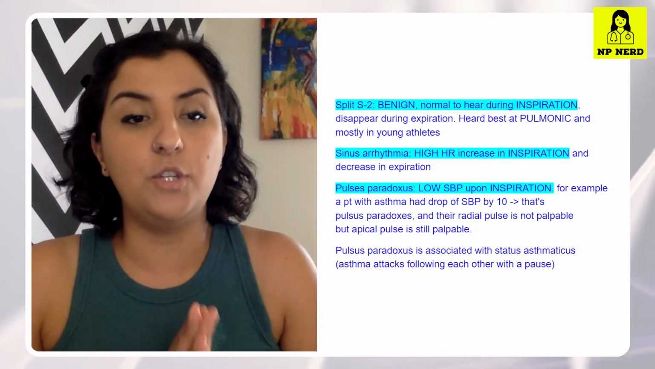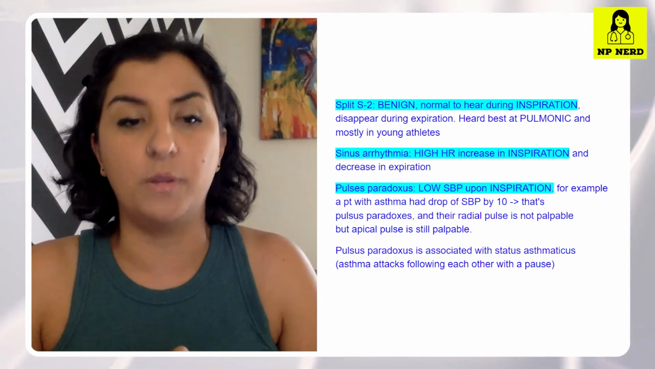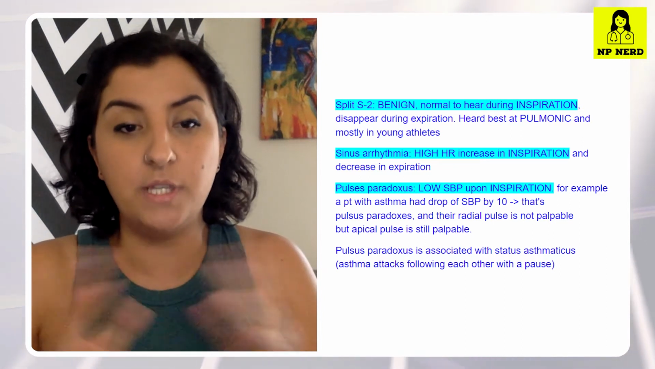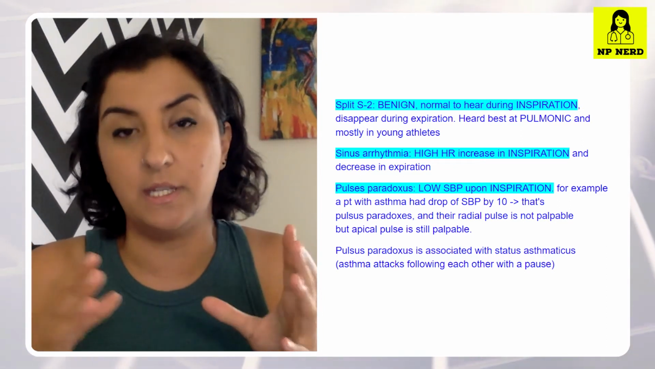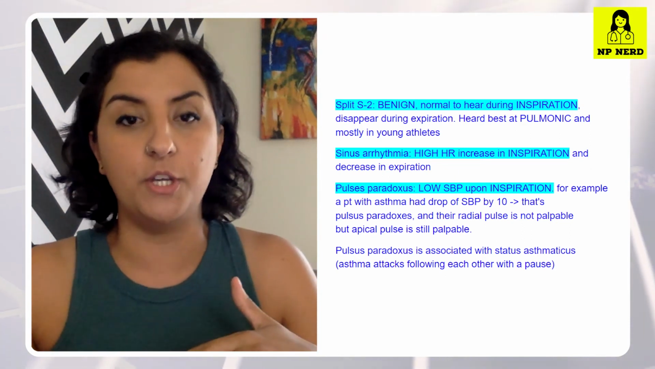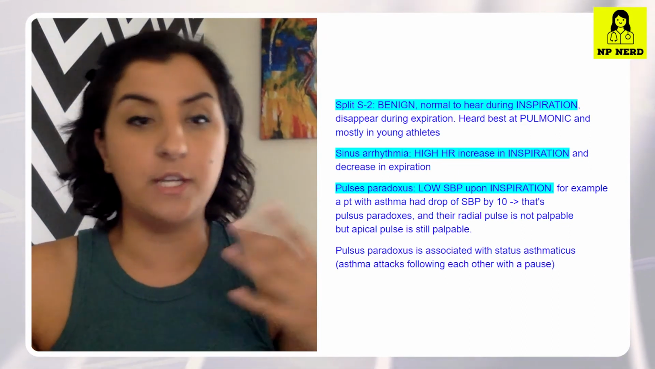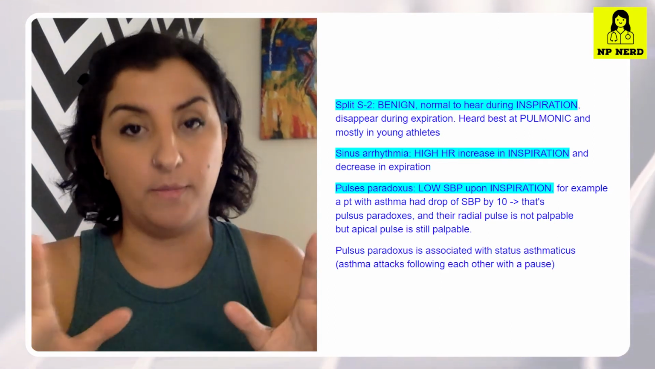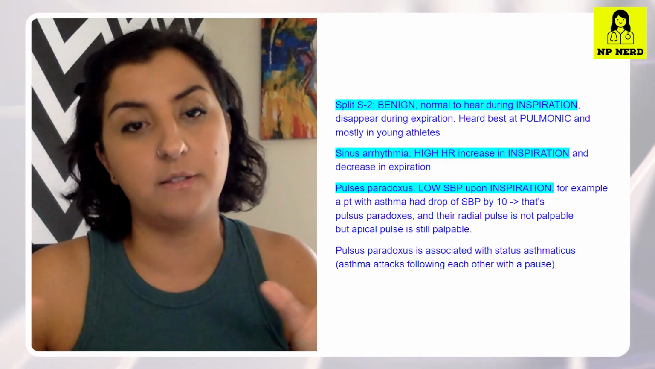The second thing you need to know, which is not normal, is sinus arrhythmia. What is sinus arrhythmia? It's a heart rate that increases in inspiration and decreases in expiration. So as the patient breathes, during inspiration, the heart rate is high. During expiration, the heart rate drops down. So that's your sinus arrhythmia. That's the perfect definition for that.